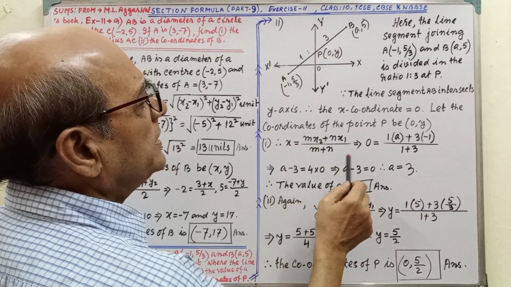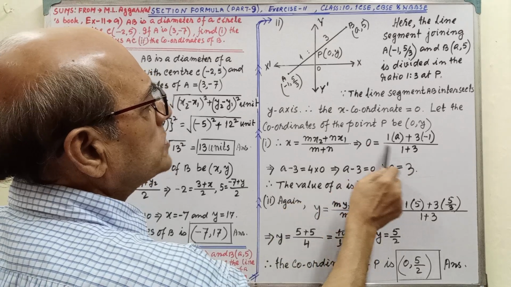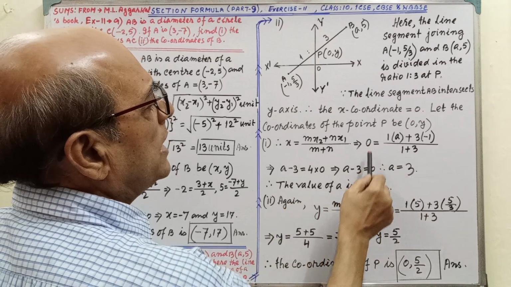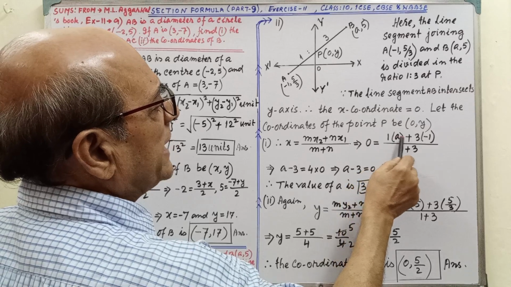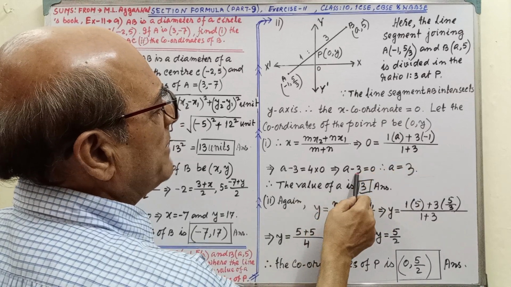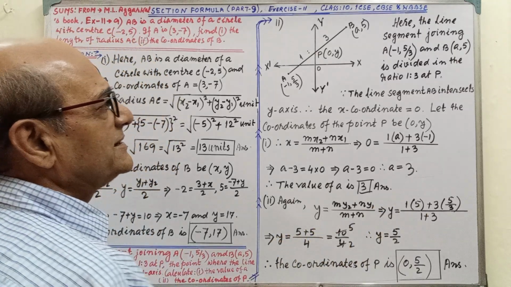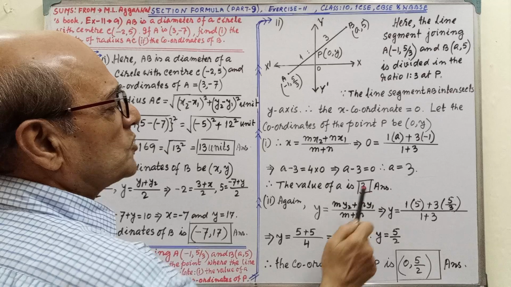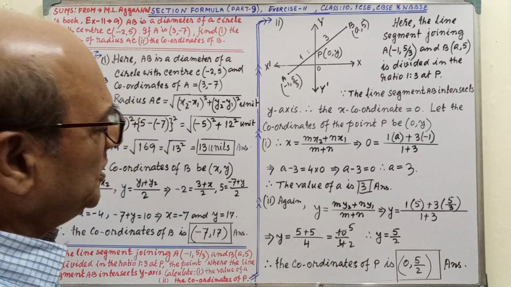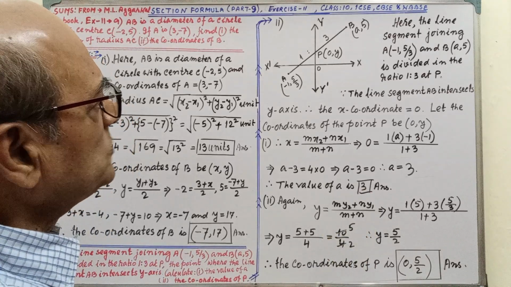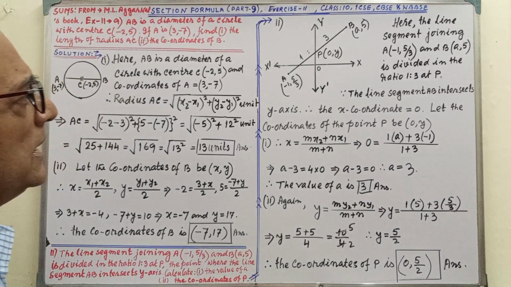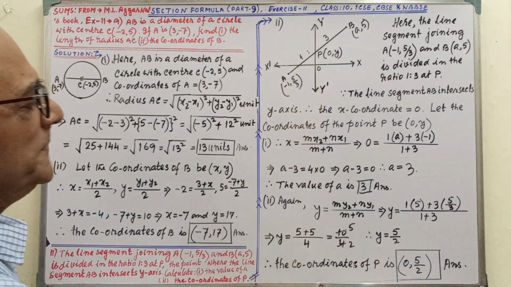Then by calculation, by cross multiplication, 1 plus 3, that is 4, into 0, and this is a minus 3, and a minus 3 equal to 0, therefore a equal to 3. The value of a is 3. The value of a is required, so we are getting the value of a as 3. This is the answer.